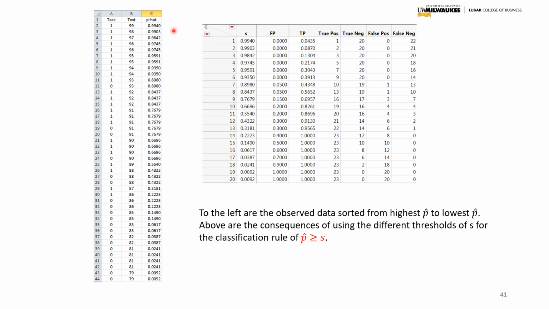We can then progressively move down these S values, and obviously these counts will start shifting. You can confirm them for yourself, and it's a good exercise. But in the end, we'll get a false positive rate and a true positive rate for each of these S values. And I'm going to plot one against the other on the next slide.